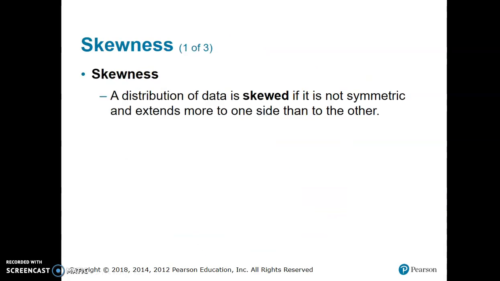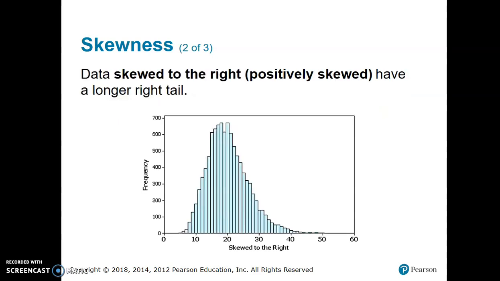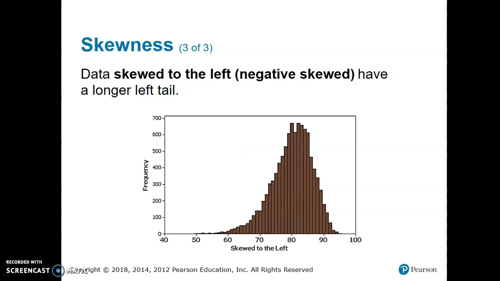Skewed means it's not symmetric. It extends more to one side than the other. So here's an example. It doesn't say what this data is again, but there's more on the left side. So they call that skew to the right. So it kind of skews to the right here. And then here's another example, skew to the left.